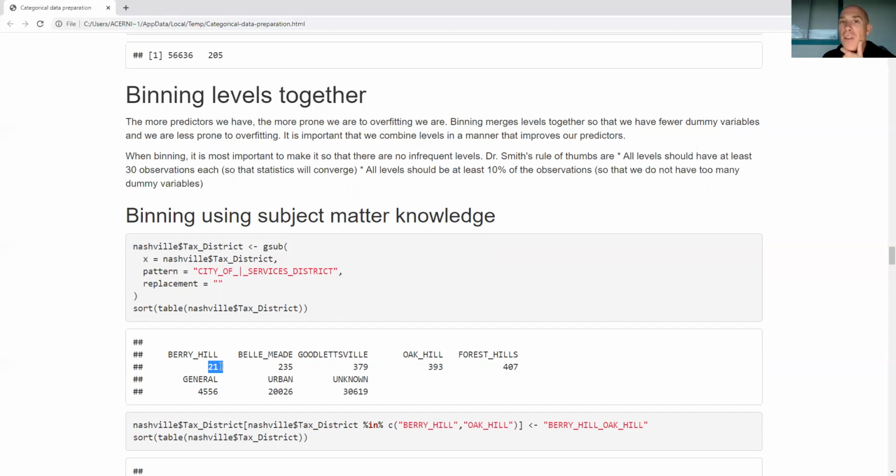Well, is that enough for my rule? If I say at least 30, no, it's not. So I need to combine it with another one. Here I'm going to use subject matter knowledge. I looked up the different neighborhoods of Nashville, and I concluded that Berry Hill and Oak Hill were relatively similar enough to each other that I could put them together into one bin. Whenever the tax district was in this vector of Berry Hill or Oak Hill, I replaced it with a new level of Berry Hill, Oak Hill.